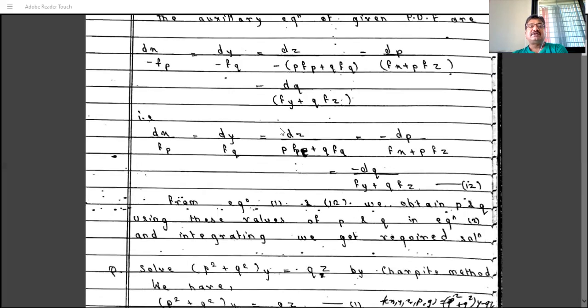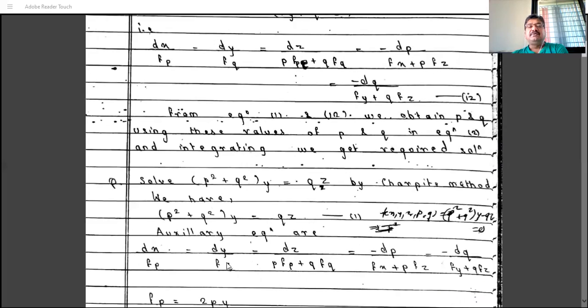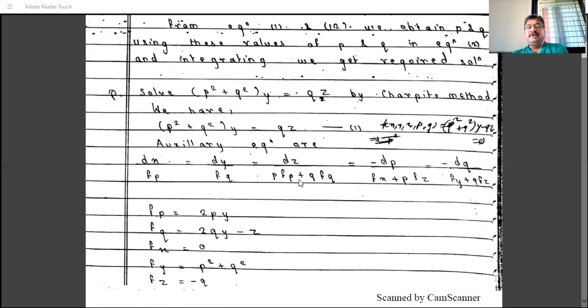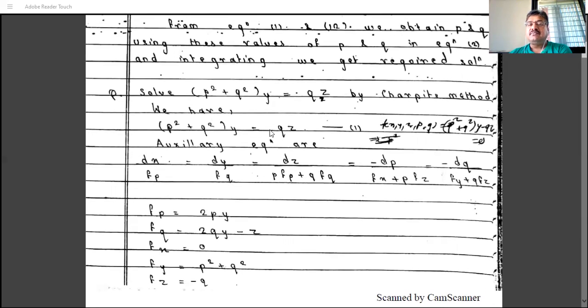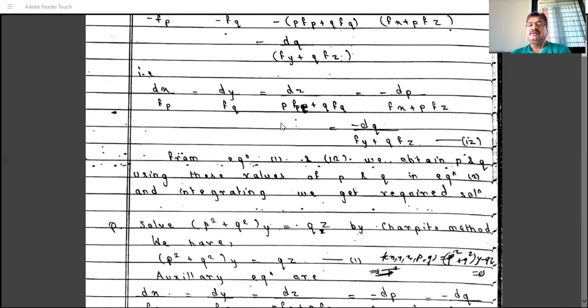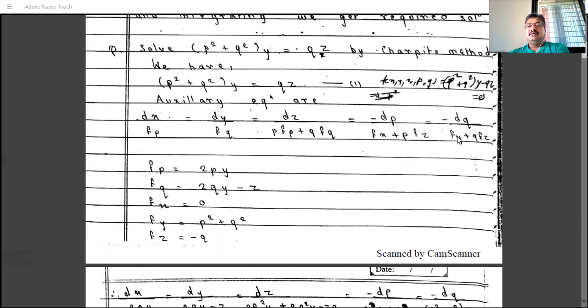The auxiliary equations are: dx by fp, dy by fq, dz by p fp plus q fq, minus dp divided by fx plus p fz, minus dq divided by fy plus q fz. And so substitute the values. So this is the given equation number 1, and this is equation 12. From 1 and 12, we have to find the values of p and q. So this is equation number 12, the auxiliary equation.